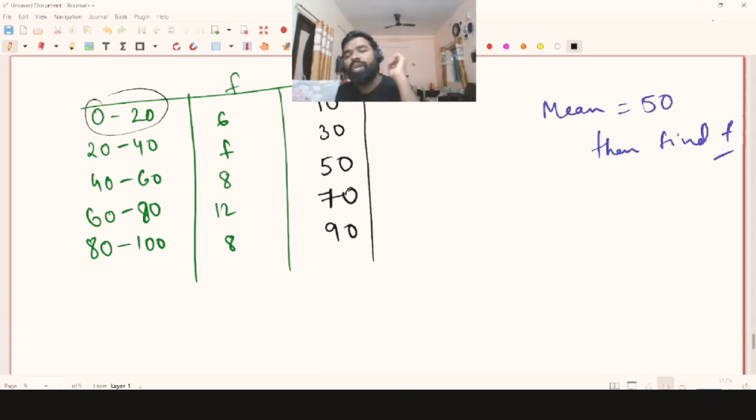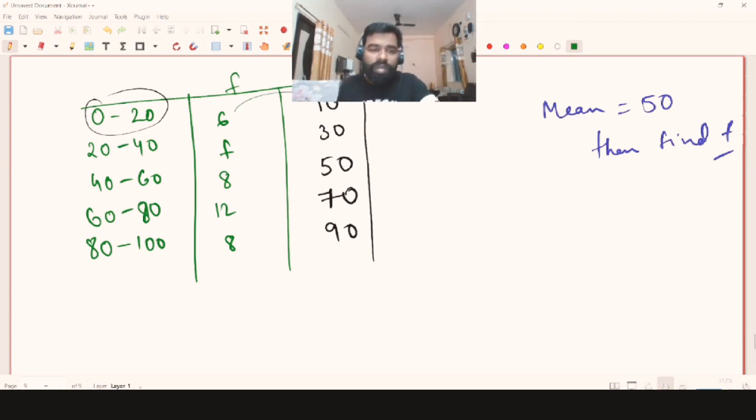There are various methods of solving. Sometimes you can use step deviation, sometimes you can use a shortcut. I'll take the simple method here because of these zeros, so there is no tough calculation. I'll take the direct method, that is fx. If the numericals were very different, like 12 and 36, then 52, then 77 or something, I would have gone to some other method. But since it is 10, 30, 50, 70, 90, we can do it in the direct method.